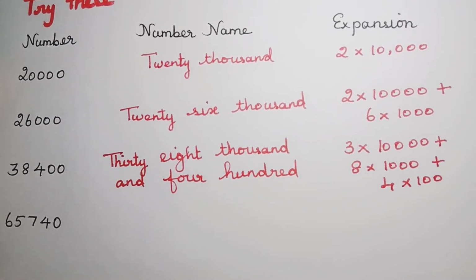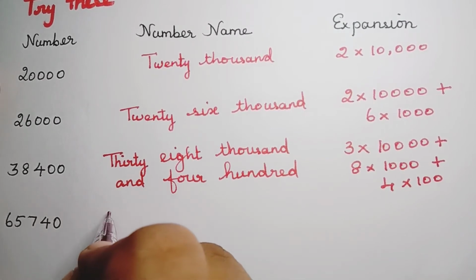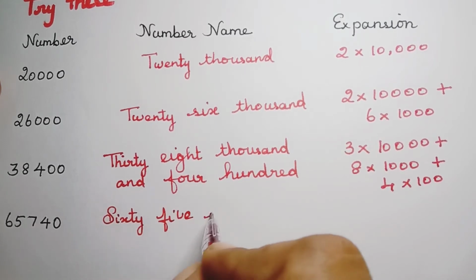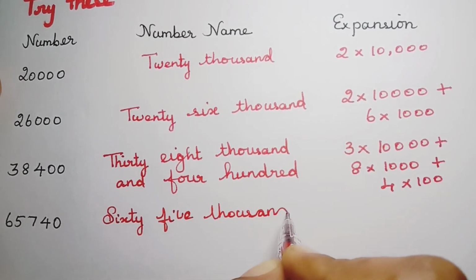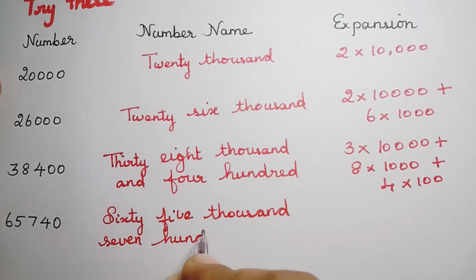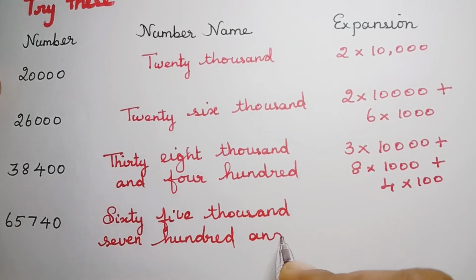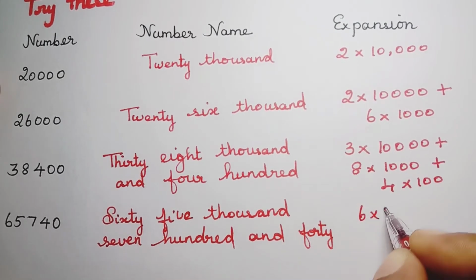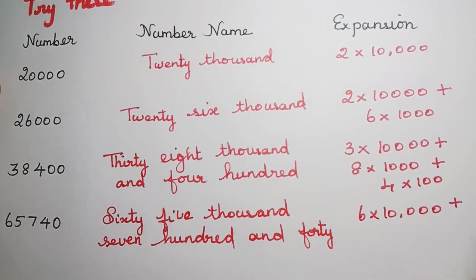So the next number is 65,740. How can you expand this? 6 into 10,000 plus 5 into 1000 plus 7 into 100 plus 4 into 10. That's it.